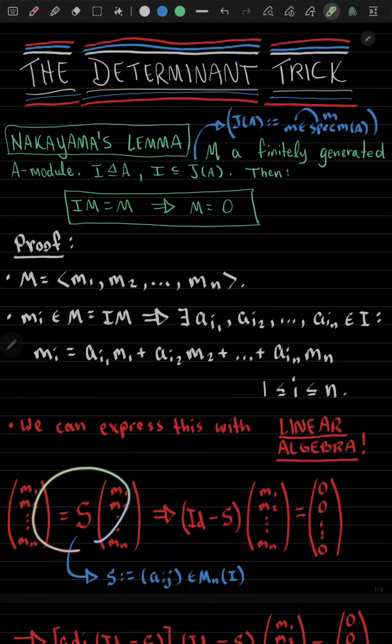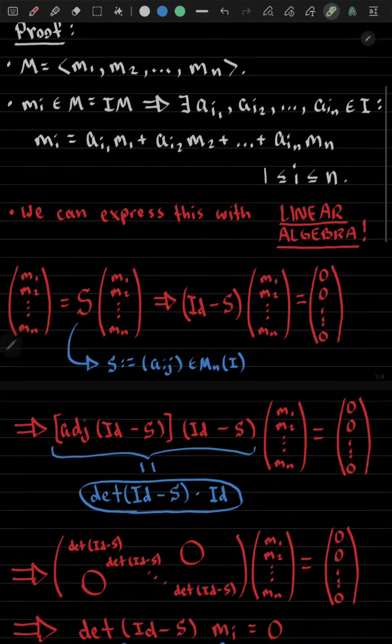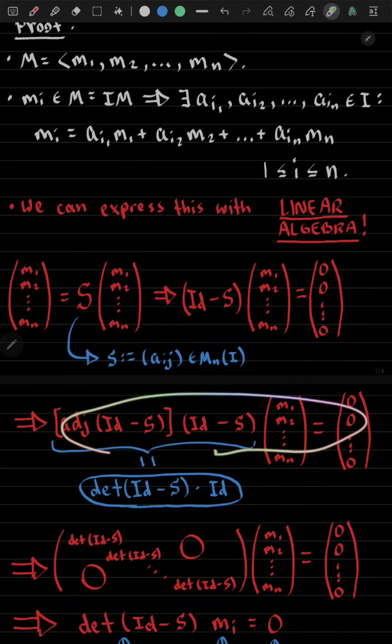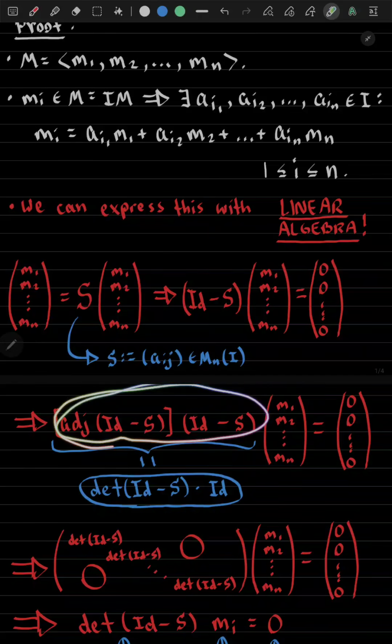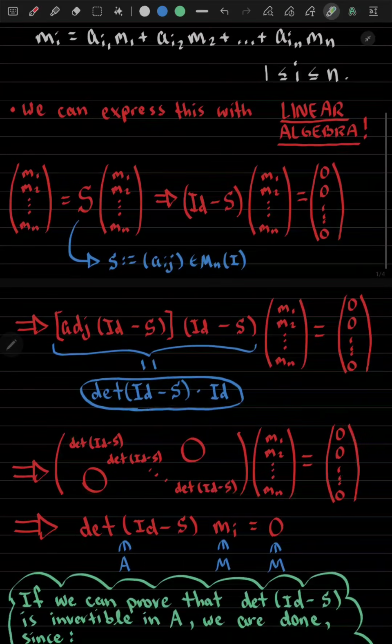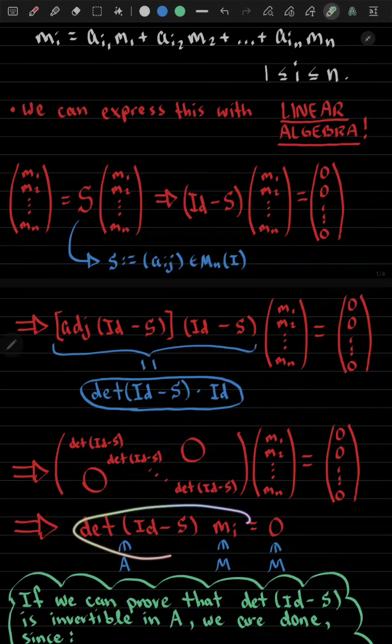Okay, so this vector equality can be rewritten like this. And if we compose both sides with the adjugate matrix of the identity minus S, we now have this equality here. And the determinant trick starts by recognizing that this term here is actually equal to the determinant of the identity minus S times the identity. Right, so now we have this equality, which is equivalent to this if we look at each term, right? So we have this for all i's.